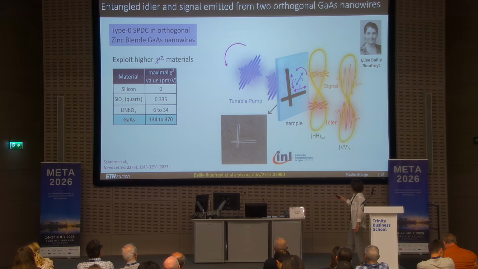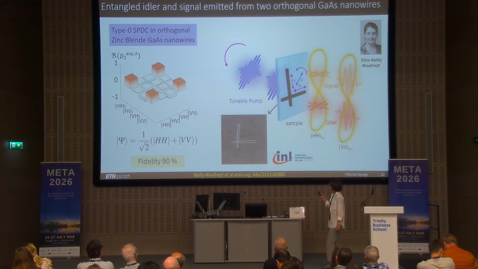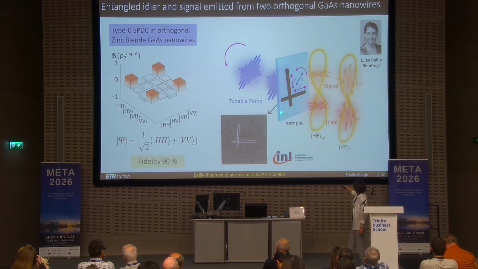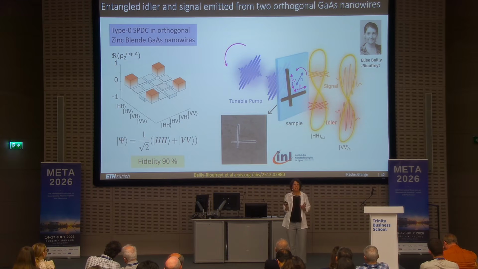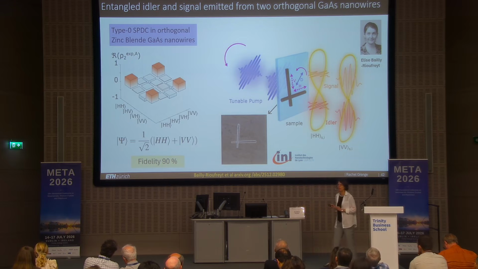Okay, and here are the results of the Bell state generation when we are illuminating our gallium arsenide crossed nanowires with polarization that is along the diagonal or the anti-diagonal axis of our nanowires. And what we could get is a fidelity as high as 90% just by having this kind of arrangement here. So a very simple setup and structure on chip.